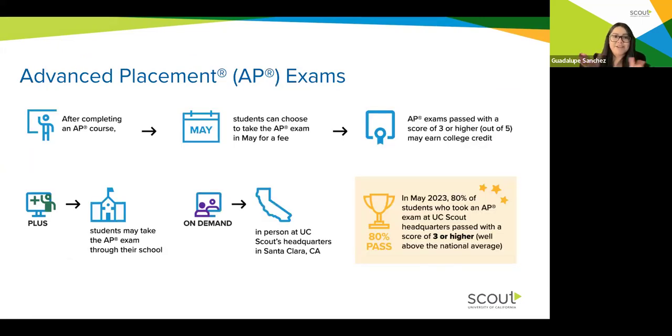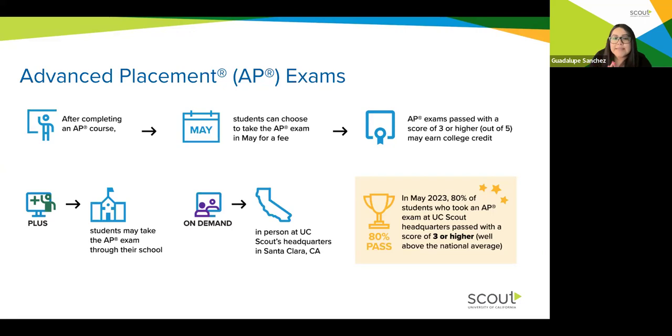Awesome. So as I mentioned earlier, we do have 27 AP courses. So if you have a student that wants to take an AP course through UC Scout, we also highly encourage that they take advantage of taking that corresponding AP exam. After a student completes an AP course through our program, they can then choose to take that AP exam in May for a fee, and that fee is determined by the College Board, so it's going to be the same across the board, whether that exam is taken at UC Scout or elsewhere.